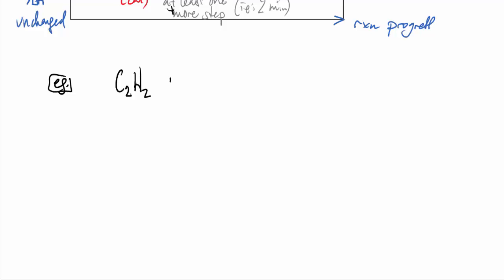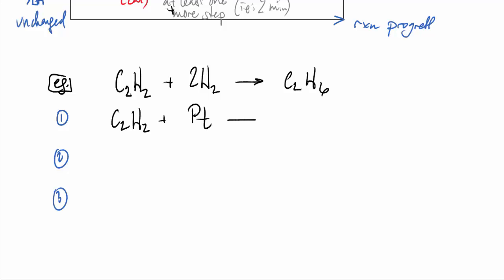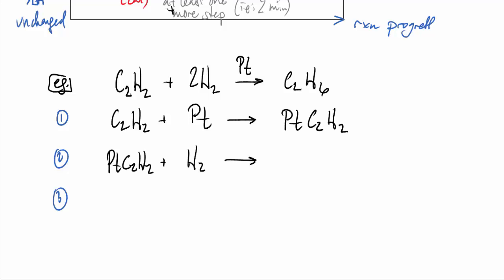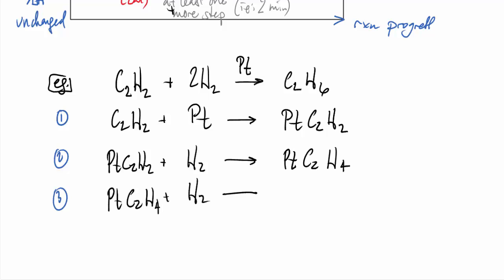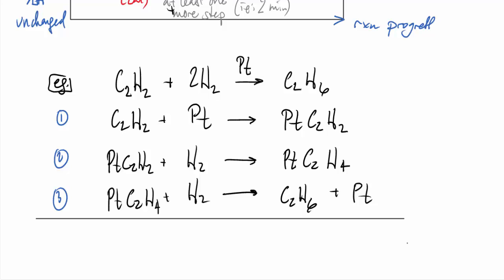Here's an example of a catalyzed mechanism. This is ethyne and hydrogen combining to form ethane. In the first step, the ethyne combines with platinum, which is acting as a catalyst, shown above the arrow, to make this complex, this intermediate PtC2H2. That gets consumed in the second step to make PtC2H4, and the last step gets combined with hydrogen again.